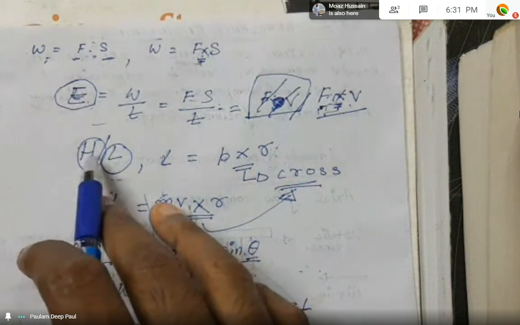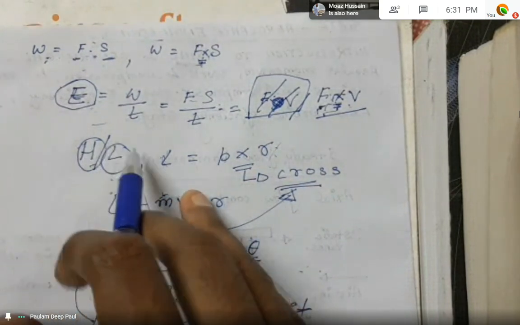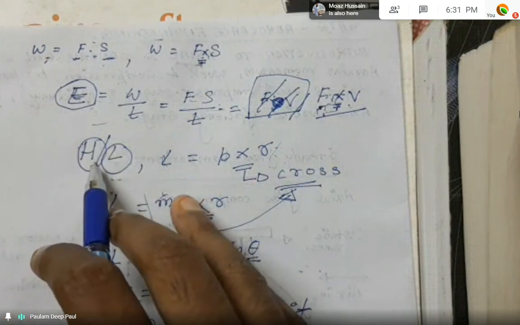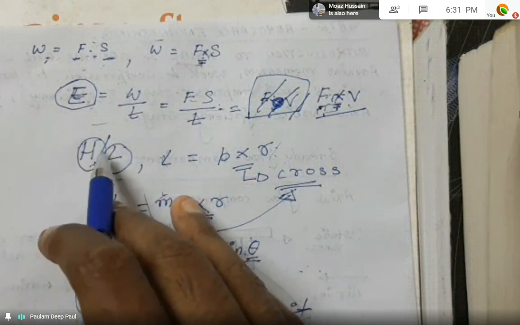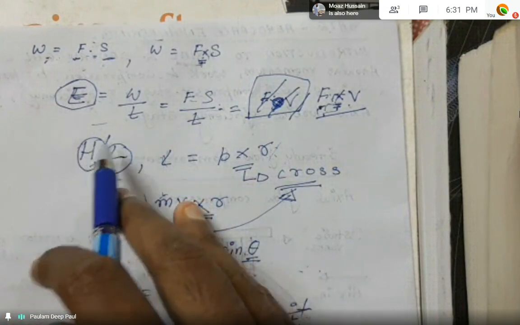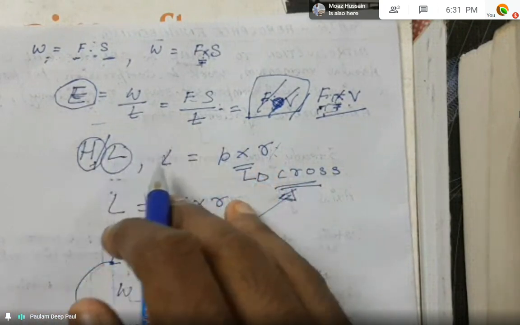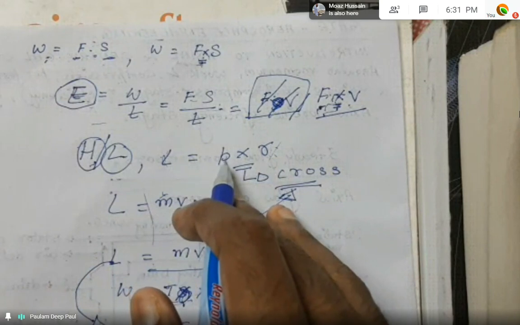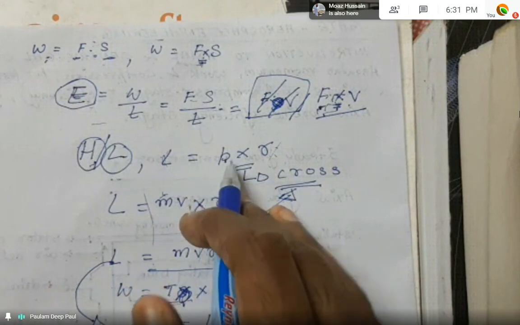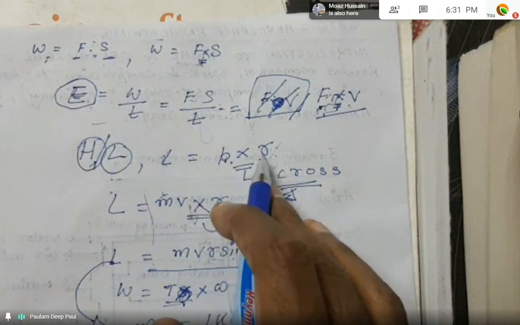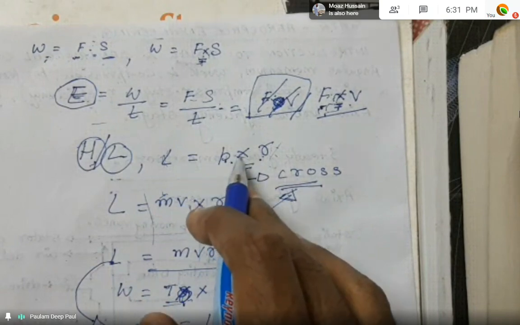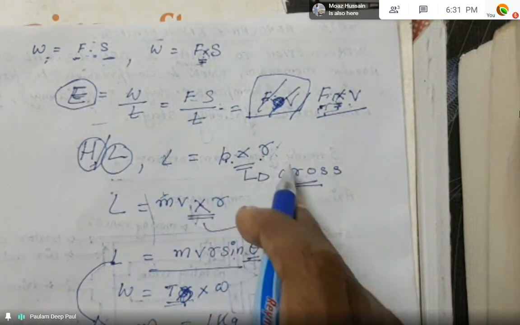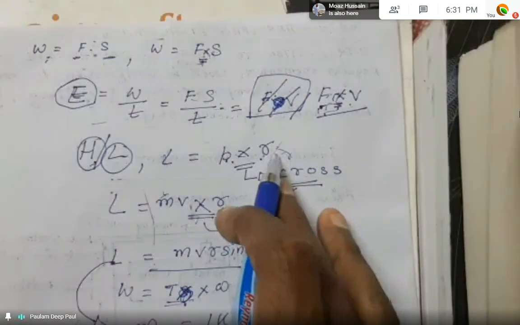Now we'll move on to angular momentum. You can denote it with H or denote it with L. It is up to you, it's free of choice. Personally, I'll go with L. So angular momentum is what? It is a cross product of linear momentum and the radius. Here, the multiplication sign I'm using is a cross product and not a normal multiplication sign.